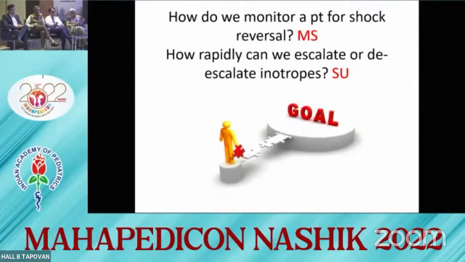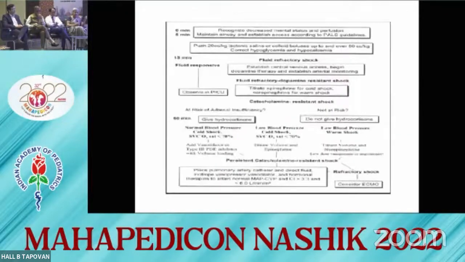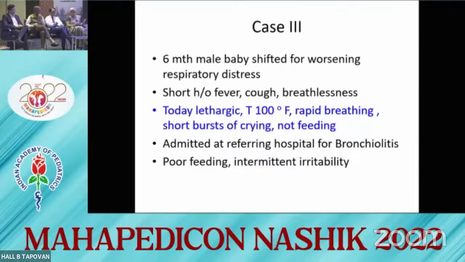How fast you do it depends entirely on the situation you're facing. Sometimes dengue, for example, will reverse so fast that you can de-escalate very rapidly. If you're making dal makhani, you'll put it on a very low simmer, but if you're boiling an egg, you'll push it up very high and switch it off very fast. It's the same thing here. It all depends on the underlying disease, its reversal, and how your child is responding.